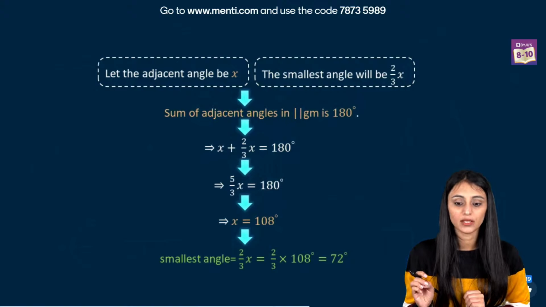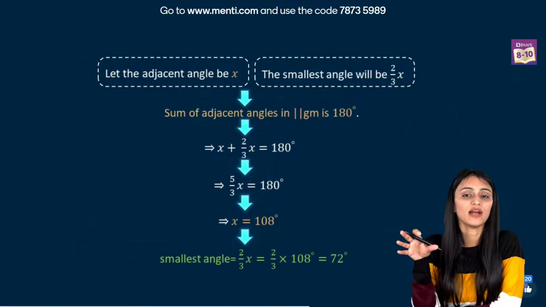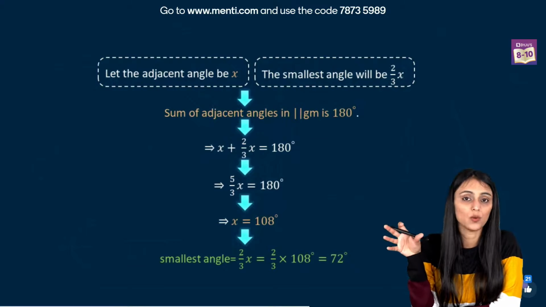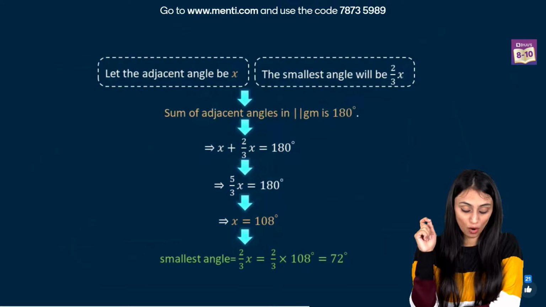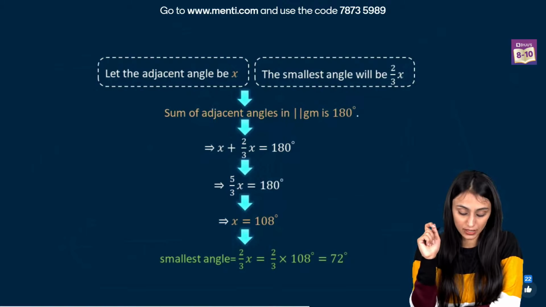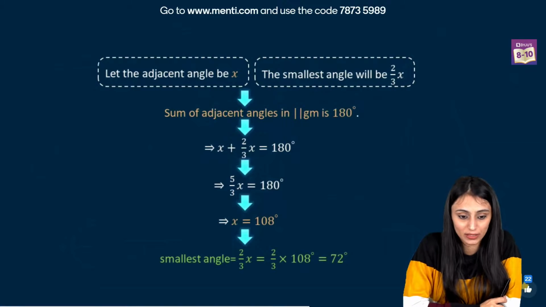Yes, Sugandha Pathak, I'm explaining the solution. On simplifying this, we get 5/3 x equals 180 degrees, so x would be equal to 108. We need the measure of the smallest angle, that is 2/3 x. That's going to be 2/3 into 108, which is 72 degrees.